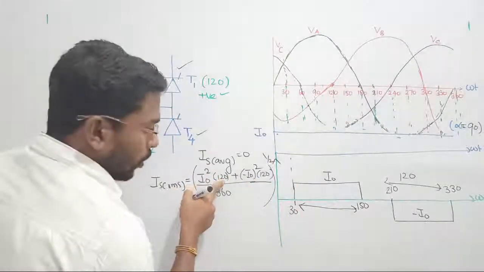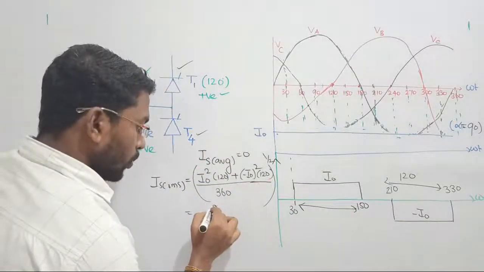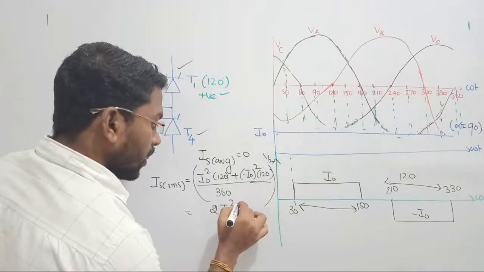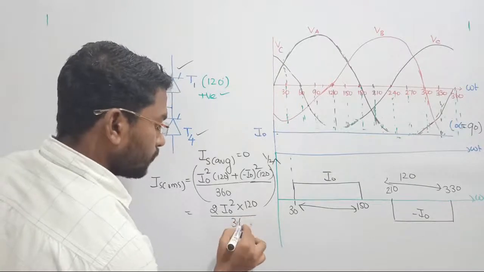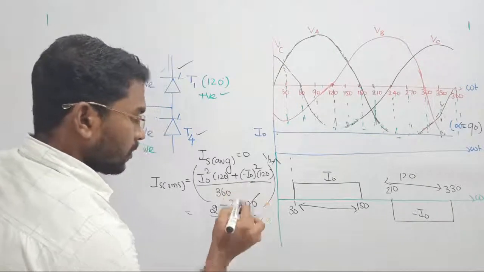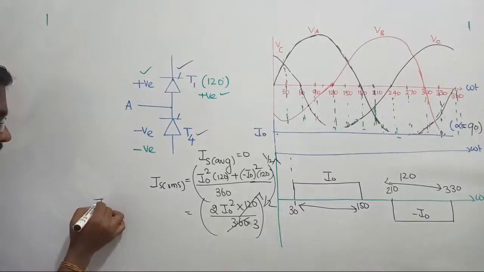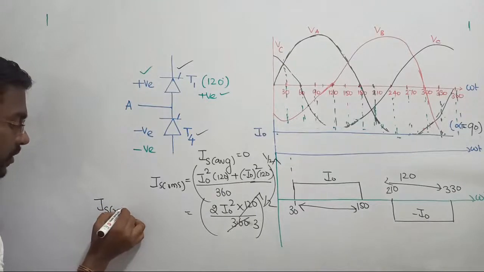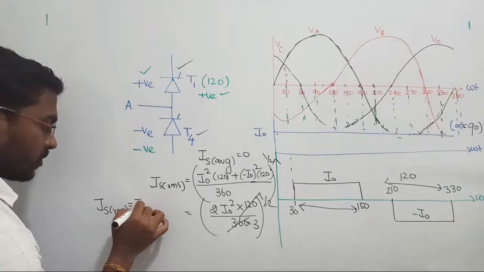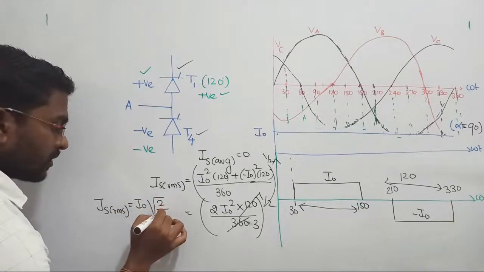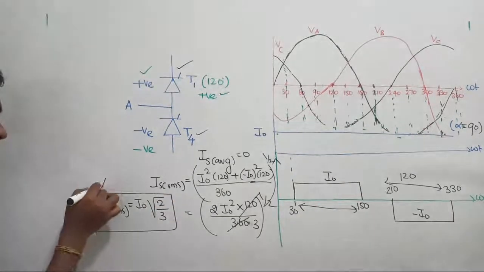So I0 square into 120 plus I0 square into 120 will become 2 times I0 square into 120. So twice of I0 square into 120 upon 360. Let us cancel now. It is 1 by 3, but all lies under root. Finally what we have understood, the source RMS current will become, very important point now that I am writing, because many times we were tested on this expression: root of 2 by 3 times I0. This is the expression for the RMS value of source current.